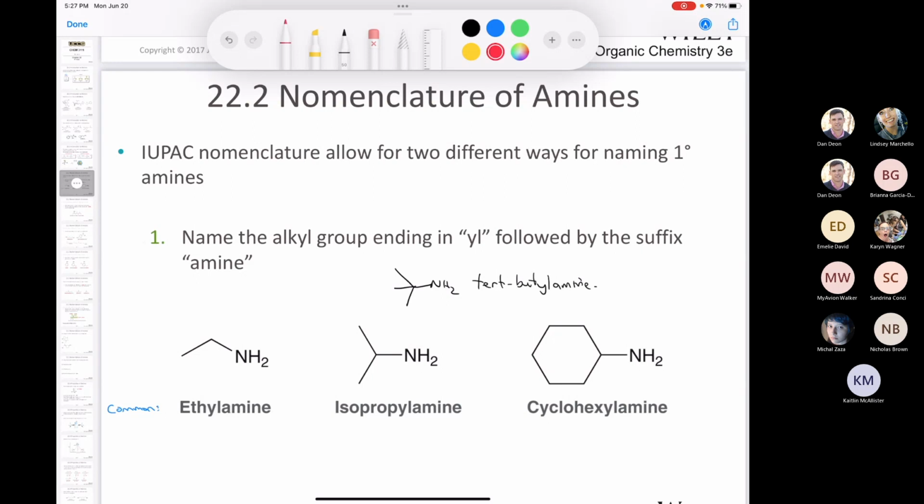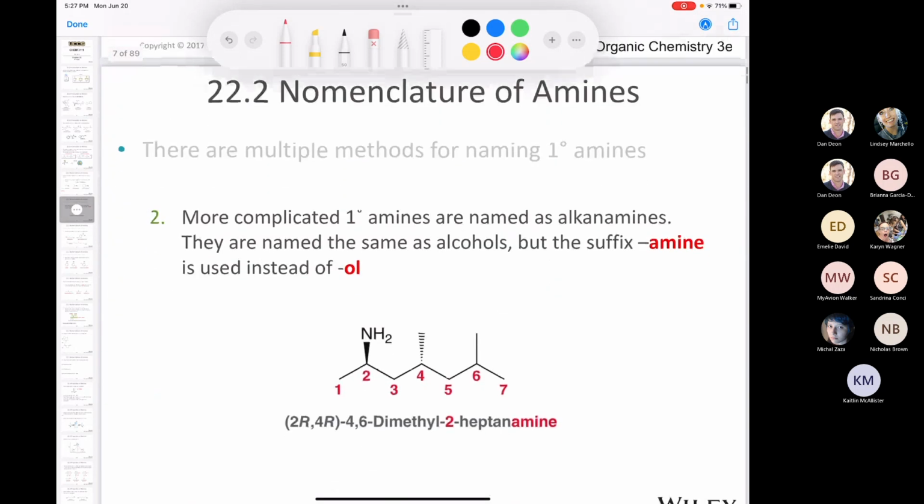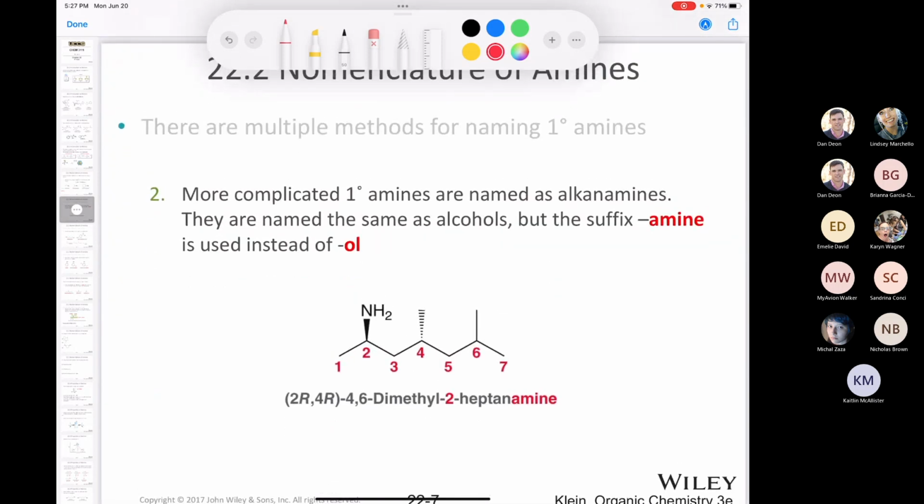But there are systematic names for these compounds as well, and we'll come back to those in just a second. If you have a more complicated amine where you can't just identify an alkyl group immediately, in that case, we use an alkane amine as a way of naming it. So we name the alkane first, and then we put the amine at the end. That would be the same nomenclature that you were used to with alcohols, okay?